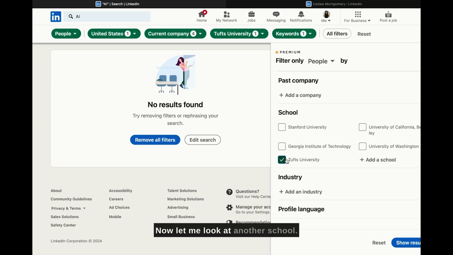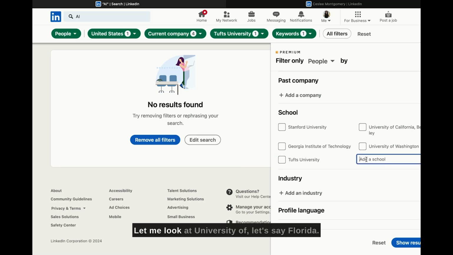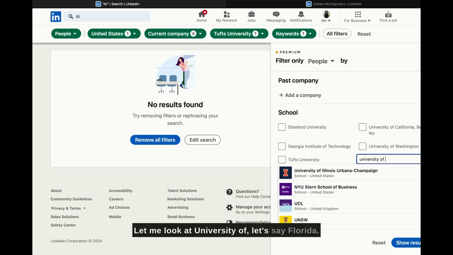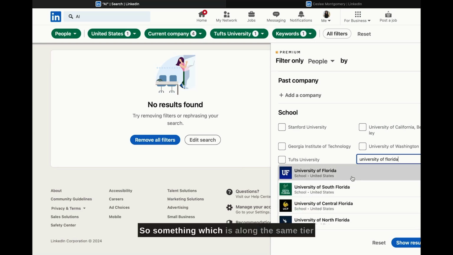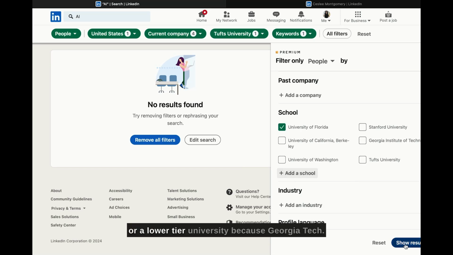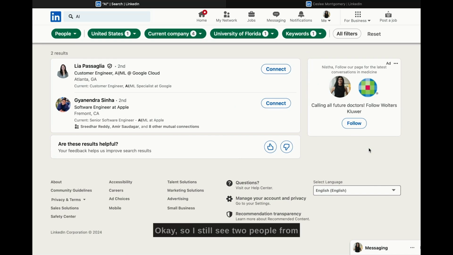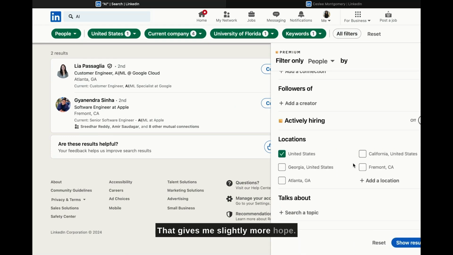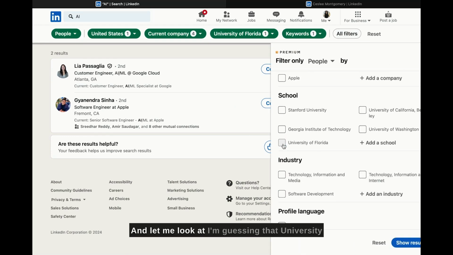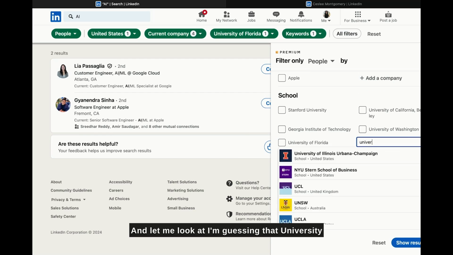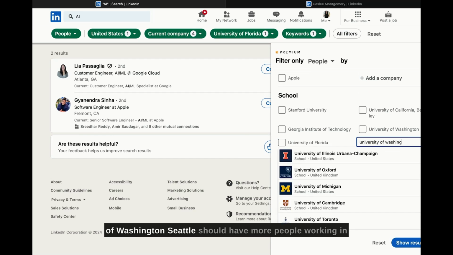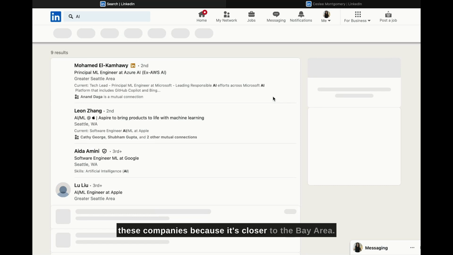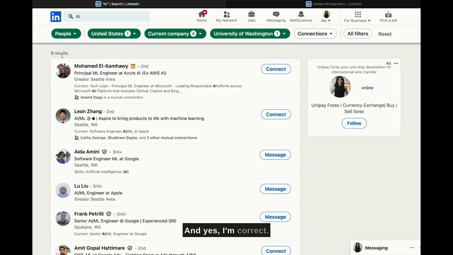Now let me look at another school. Let me look at University of, let's say, Florida. So something along the same tier or a lower tier university. I still see 2 people from University of Florida working in these companies. That gives me slightly more hope. And I'm guessing that University of Washington, Seattle should have more people working in these companies because it's closer to the Bay Area. And yes, I'm correct. There are 9 people from University of Washington working here.